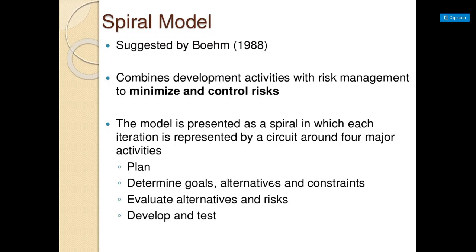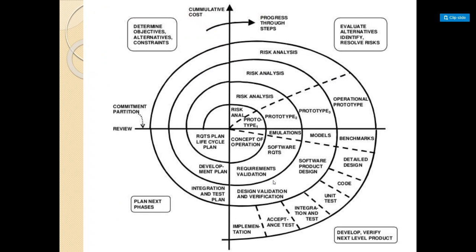And this model is represented as a spiral in which each iteration is represented. Actually, the spiral model is a kind of iteration model, and it's represented by a circuit around four major activities: plan, determine goals, alternatives and constraints, evaluate alternatives and risk, and develop and test. So this is how it looks like.